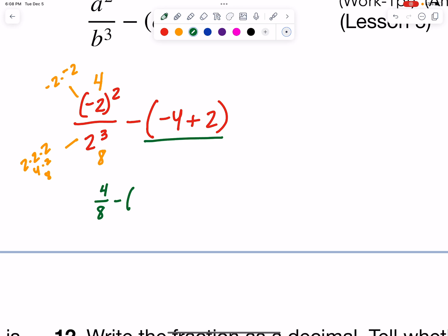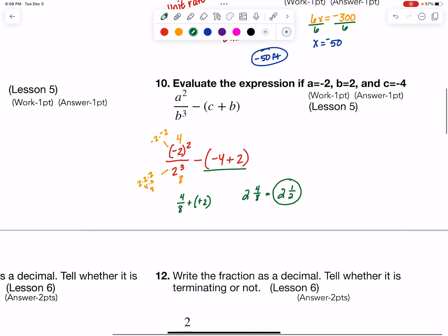-4 plus 2 is a negative, different sign subtract, 4, 3, 2, -2. So I have a 4/8 minus a -2. We know that's actually, if we KFC that, we have 4/8 plus 2 wholes. So really, this whole thing ends up being 2 4/8, or 2 1/2, or 2.5. And so here's my official final simplified answer.